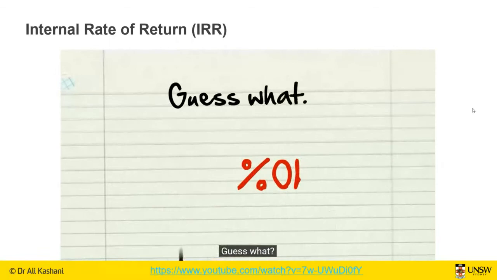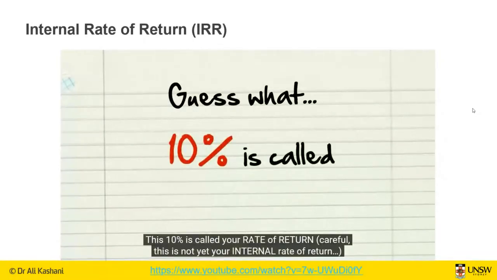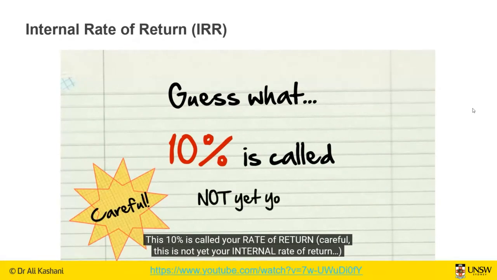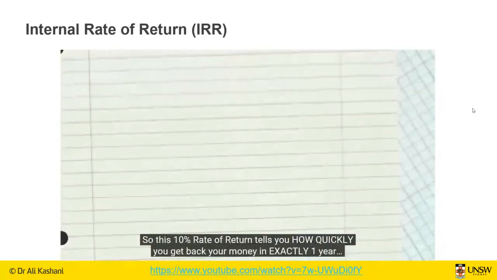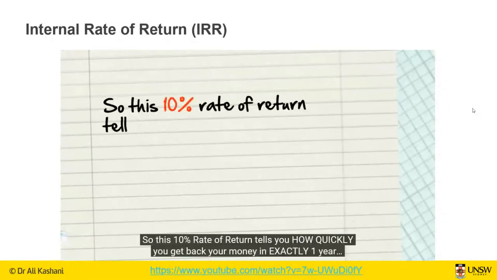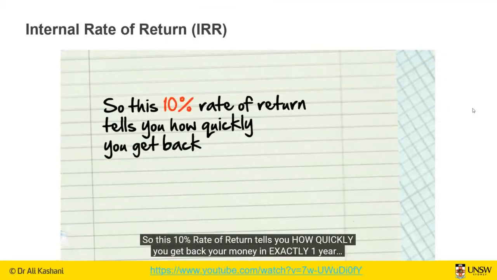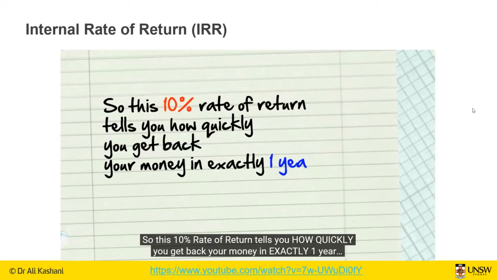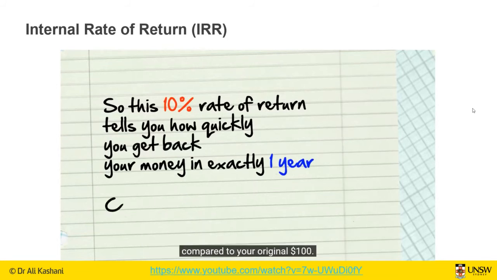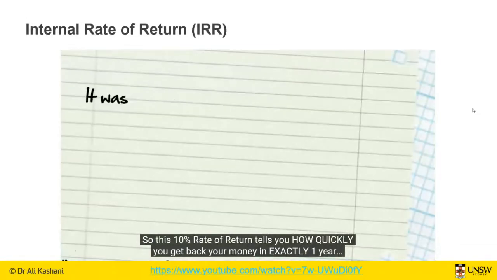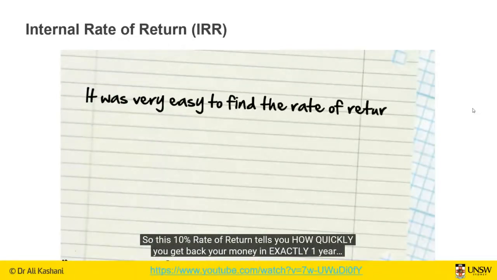Guess what? This 10% is called your rate of return. Careful, this is not yet your internal rate of return. This 10% rate of return tells you how quickly you get back your money in exactly 1 year, compared to your original $100. It was very easy to find the rate of return of 10%.